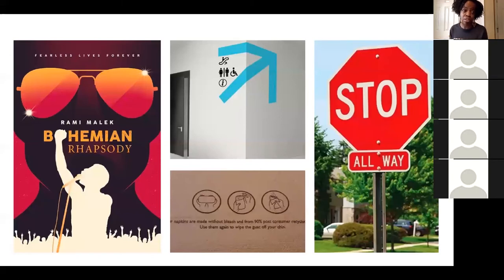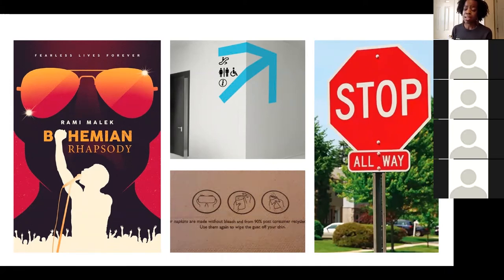If you see some of these examples, we've got this cool poster here on the left side. Even if you don't know what this movie is about, we can tell by the design that the message is, this is somebody famous on the stage with a crowd behind them. So we can already tell what the message is, even if we don't know the full context. If you look at the top middle here, this is telling us that if we go up this escalator, there's going to be a bathroom, there's going to be some information, it's going to be accessible for disabled. So there's a lot we can learn from this simple graphic of an arrow pointing up to the right.